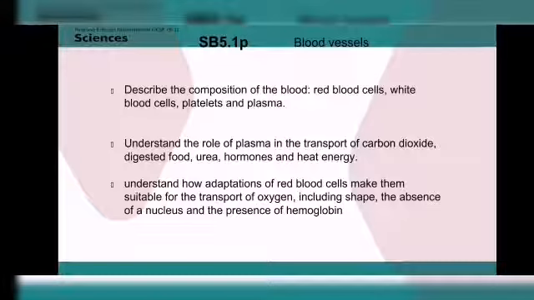describe the composition of the blood: red blood cells, white blood cells, platelets, and the plasma, understand the role of plasma in the transport of carbon dioxide, digested food, urea, hormones, and heat energy. And the last one, understand how adaptation of red blood cells make them suitable for the transport of oxygen, including shape, the absence of a nucleus, and the presence of hemoglobin.